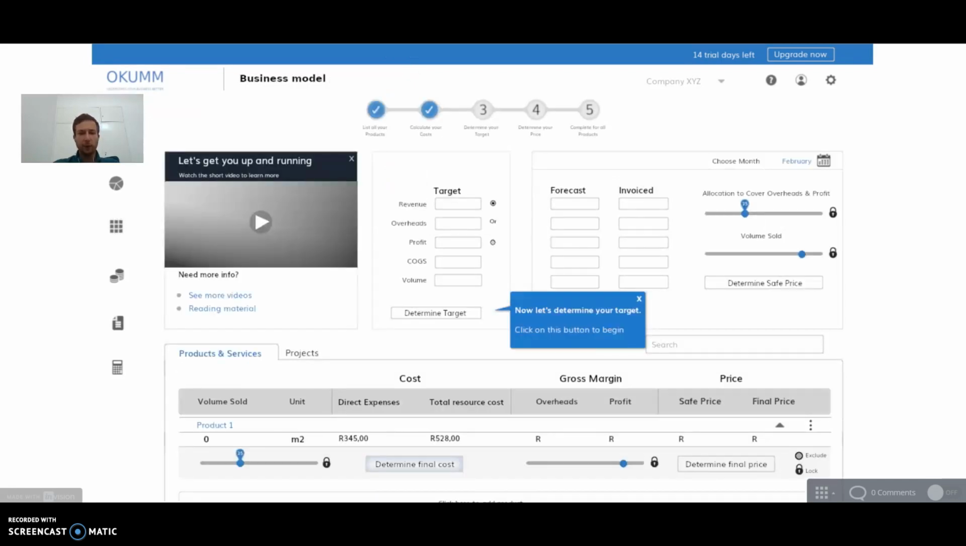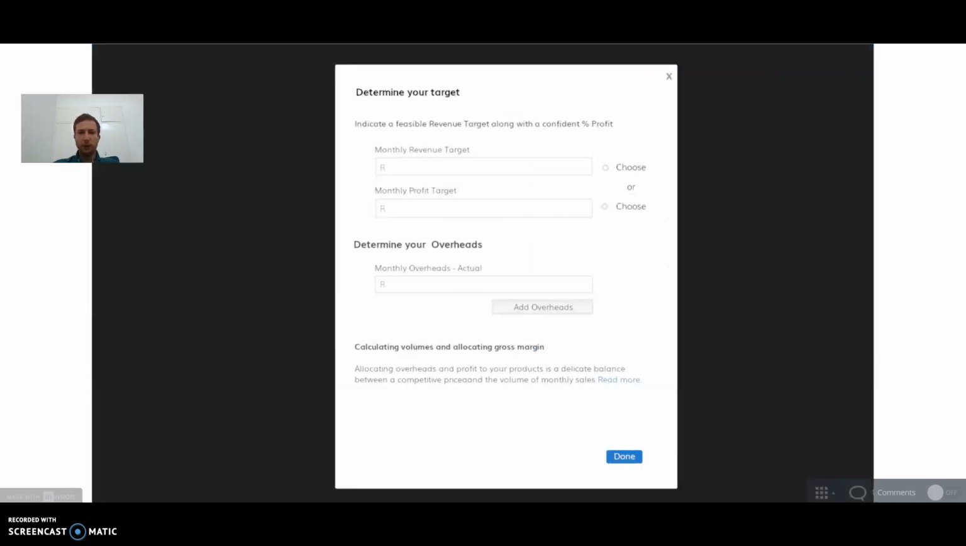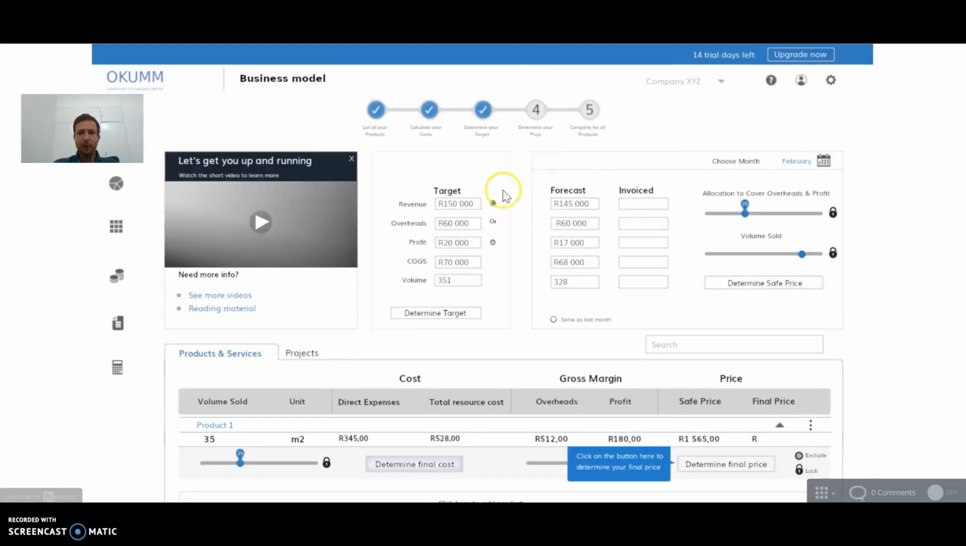Once we have your cost price for each of your products, we will have a look at your monthly revenue and or profit targets. We will also have a look at your current overhead expenses. Once the system has your target revenue and your cost price, the system will be able to calculate a safe price for you. It will allocate a fair amount of overheads to make sure that your overheads are covered, and it will also make sure that you run a profit at the end of the month. It will calculate the amount of products that you need to sell to make sure that you meet your revenue target. But the safe price is not your final price.